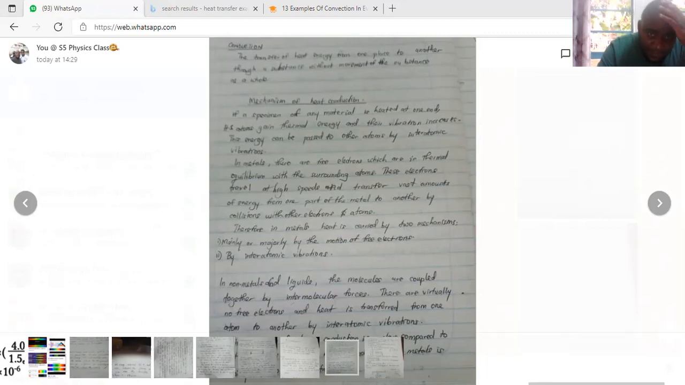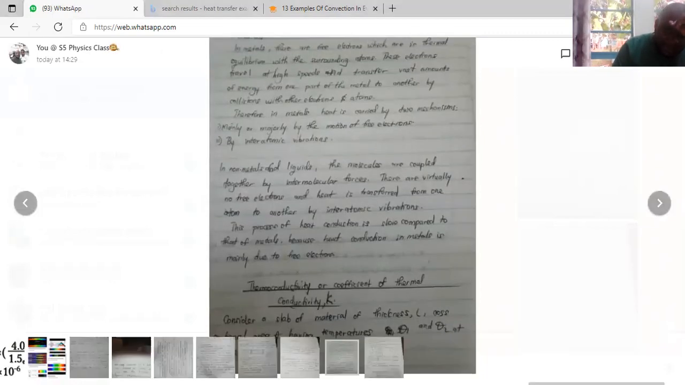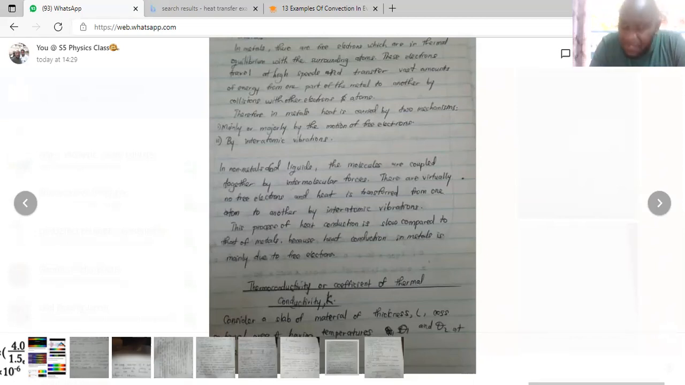Whereas for non-metals and liquids, the molecules are coupled together by intermolecular forces of attraction. There are virtually no free electrons, and heat is transferred from one atom to another by interatomic vibrations. This process of heat conduction is slow compared to that of metals, because heat conduction in metals is mainly due to free electrons. So sometimes they can ask us to compare heat transfer in metals and liquids, or to explain why heat is transferred faster in metals than other items. This presentation can explain those questions.